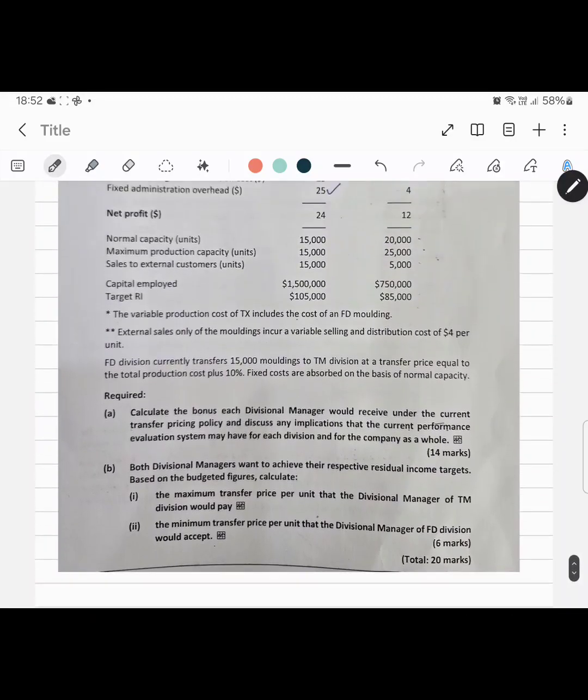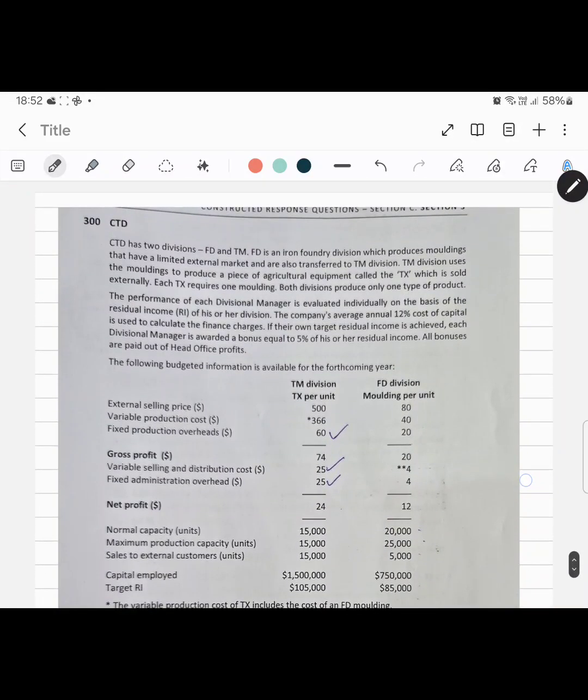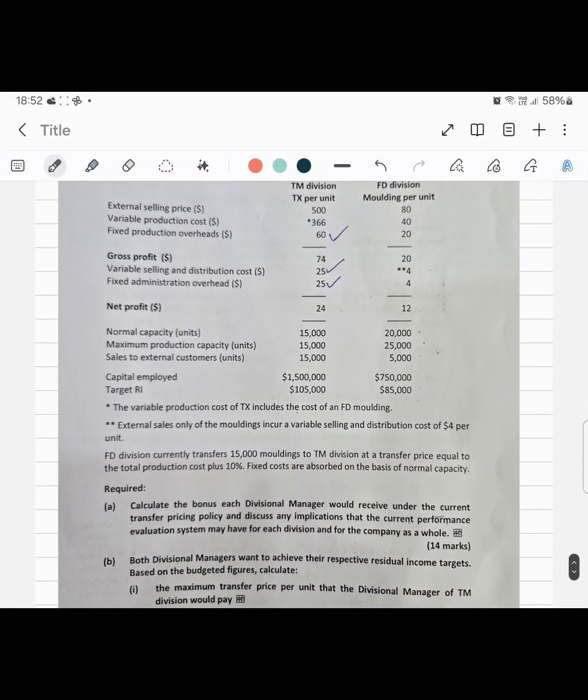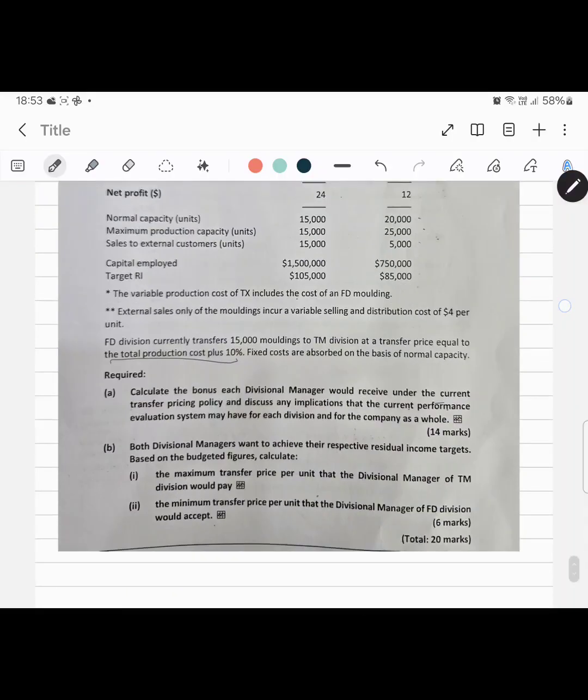Now FD is making some internal transfer and the internal transfer price is not given to us, so we'll have to calculate it. It is given as the total cost of production plus 10%. So what is the total cost of production? 40 plus 20 is the total cost of production, that is 60, and we'll add 10% to it, so it will be 66, our transfer price.